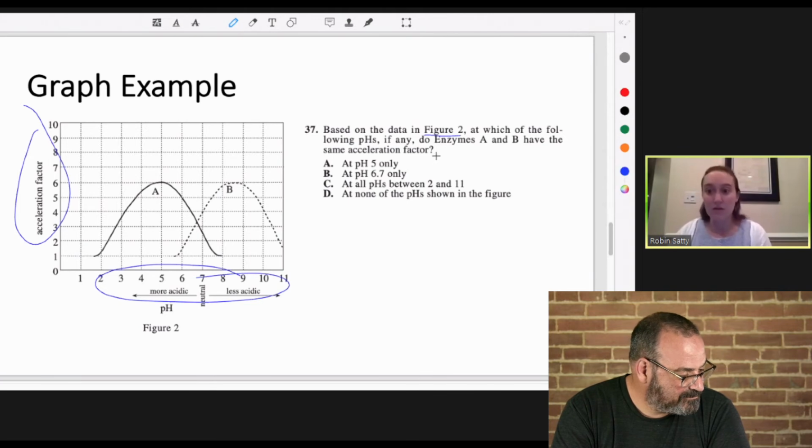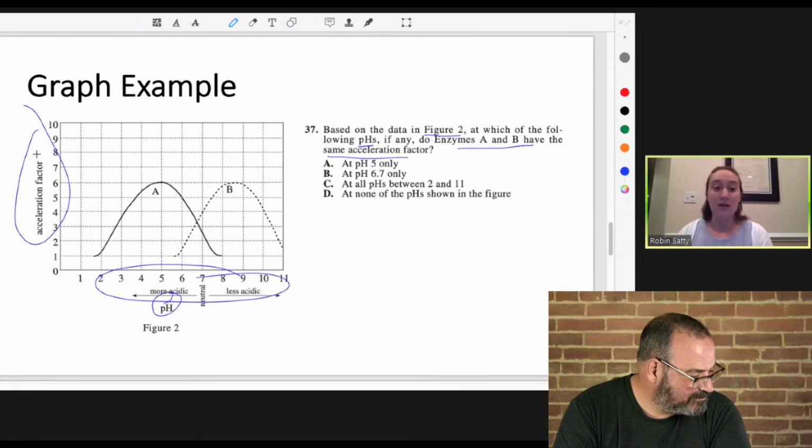Please don't look at the wrong graph. It very often tells you exactly where to go. At which of the following pHs, if any, do enzymes A and B have the same acceleration factor? So the question says pH, acceleration factor. Your answer is going to be same. Keyword same. We want to know where A and B are the same.